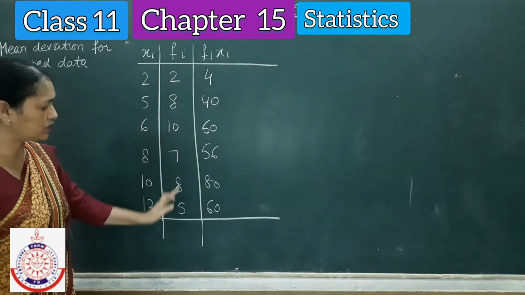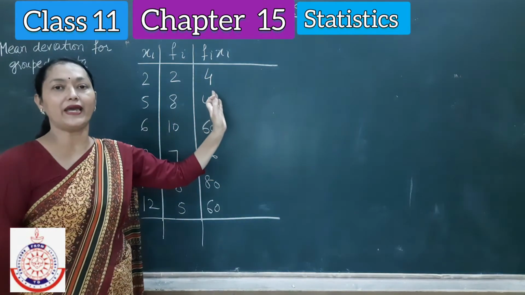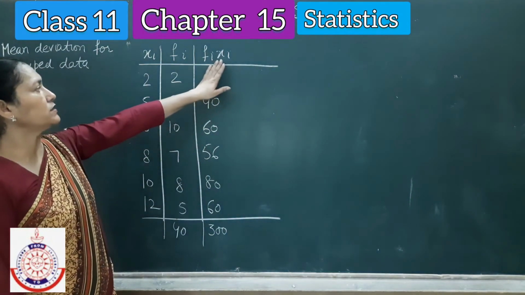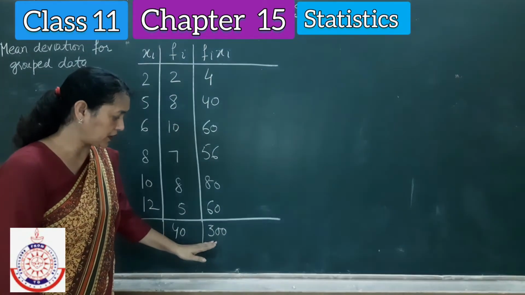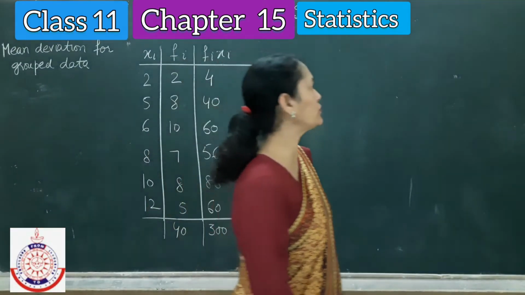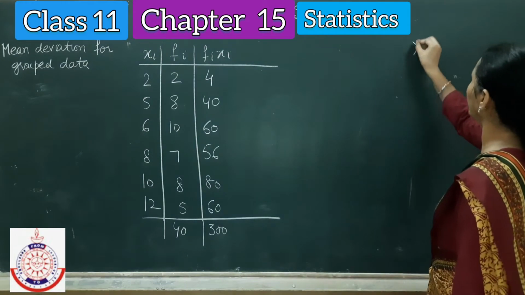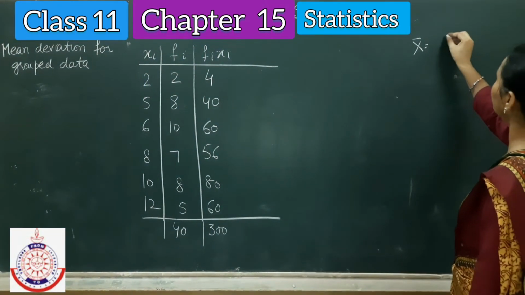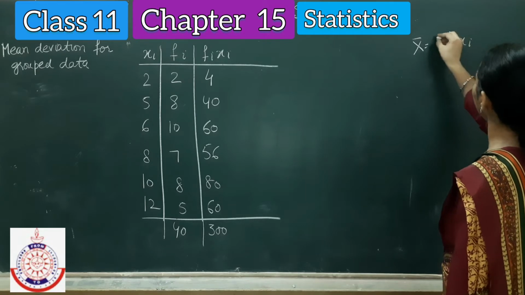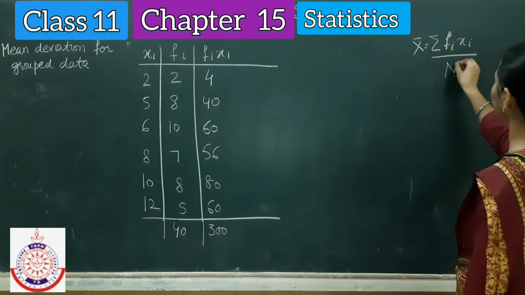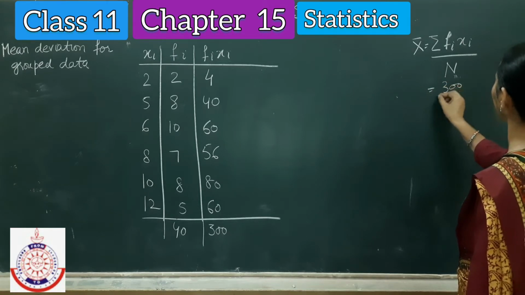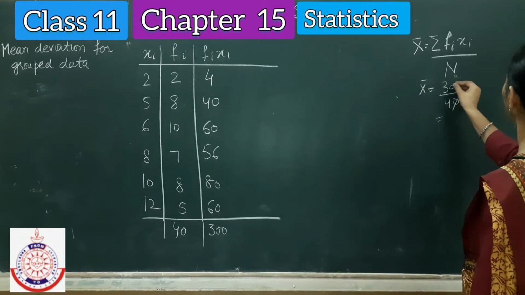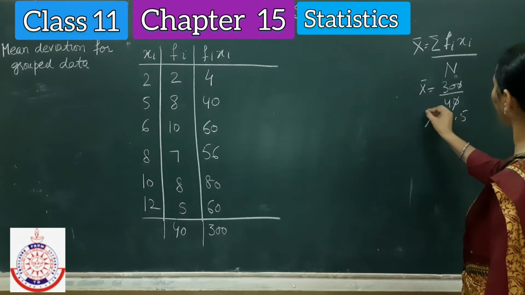Now we have to calculate the total of frequency as well as the total of fi xi. So total of fi comes out to be 40, and sum of fi xi comes out to be 300. When I told you the steps to find mean deviation, first of all you have to calculate mean x bar, and in these cases we use the direct method, that is sigma fi xi divided by capital N, means sigma fi. So 300 divided by 40, that means 7.5. So we have calculated mean.